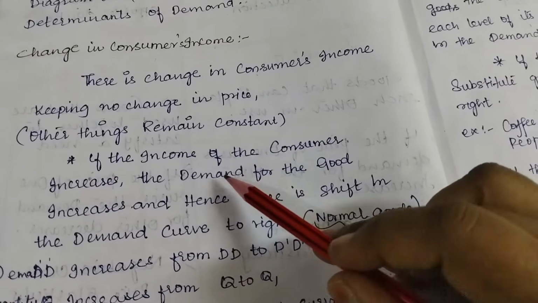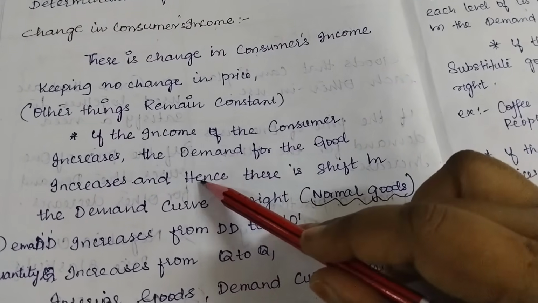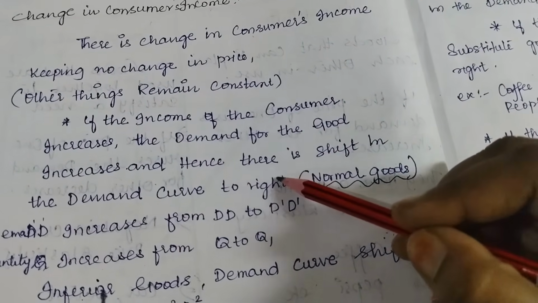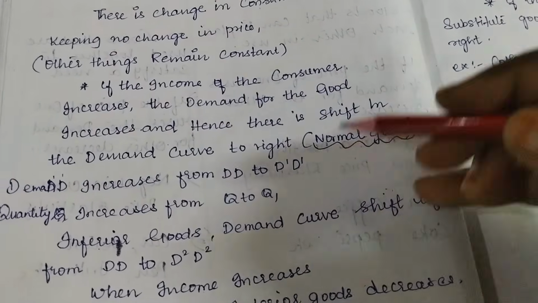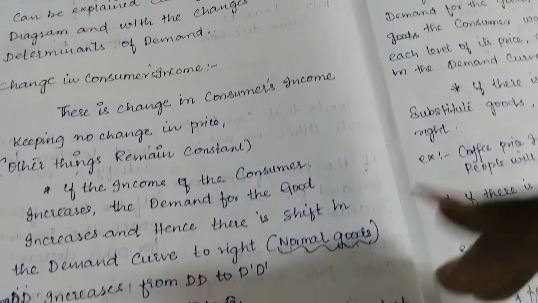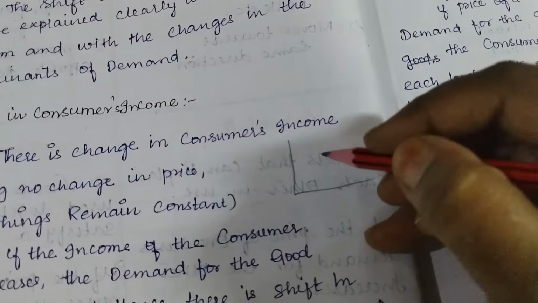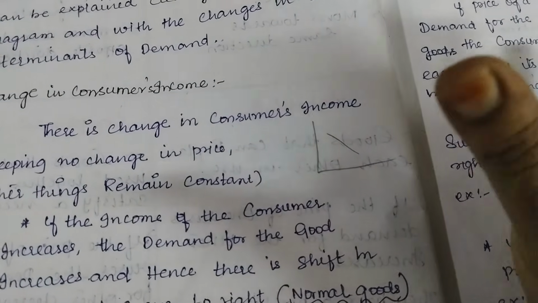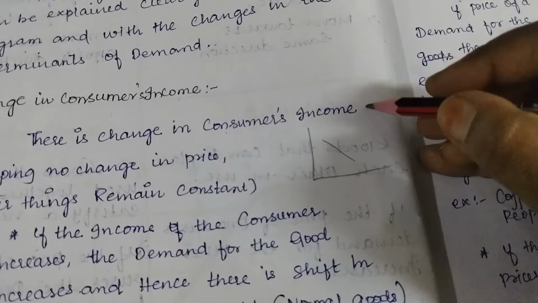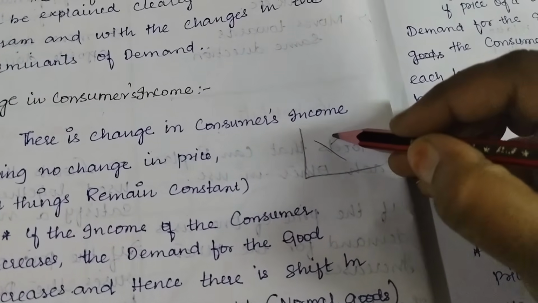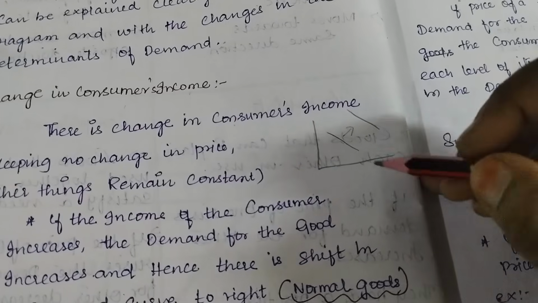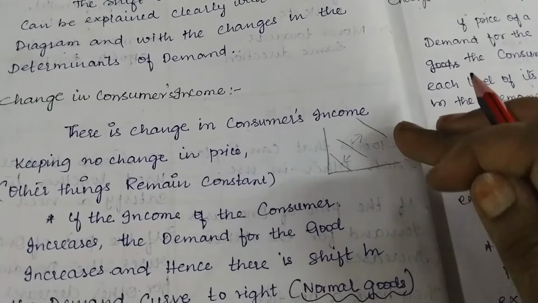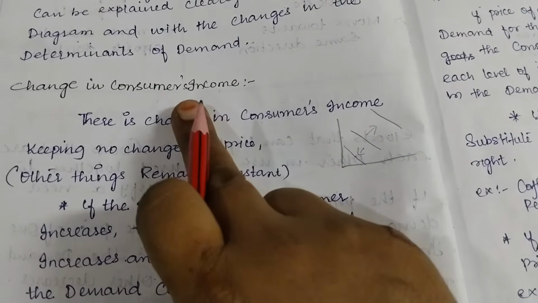So if the income of the consumer increases, the demand for normal goods increases and the demand for inferior goods decreases. As you can see, why the shift is happening: everything is remaining the same, only there is a change in income. If the income increases, the demand for normal goods increases and the demand for inferior goods decreases. So this is called a shift in the demand curve due to change in income.